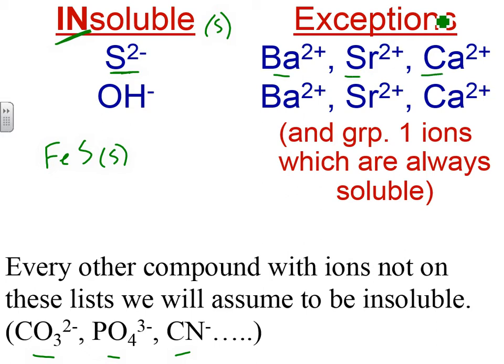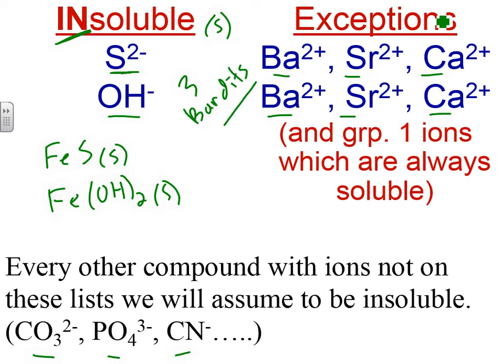And same thing with hydroxide. Most hydroxides are insoluble. So if you have iron hydroxide, iron 2 hydroxide, for example, this will be a solid unless you have barium, strontium, or calcium. Again, these are the three bandits. And obviously, here it says, if you have anything from group 1, obviously that will always be soluble. That is from the previous page.